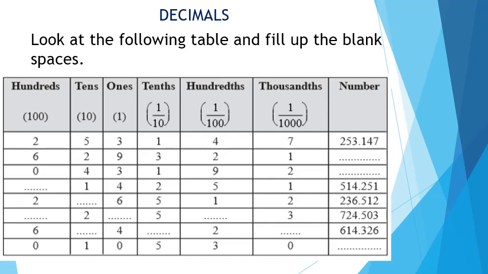Similarly, in the next question, the number formed will be 236.512. So the number in the blank space will be 3. Similarly, in the next question, the number formed is 724.503. So in the hundreds place, digit will be 7. Ones place, digit will be 4. And the hundredths place, digit will be 0.